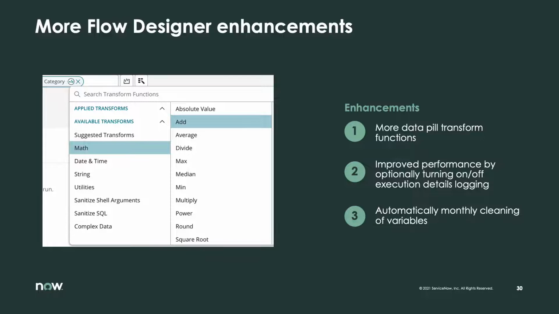That includes things like notifications. So you don't get those emergency calls to chase down a flow that stopped unexpectedly because of some rogue data. You can be proactive. Some other nice updates to Flow Designer.